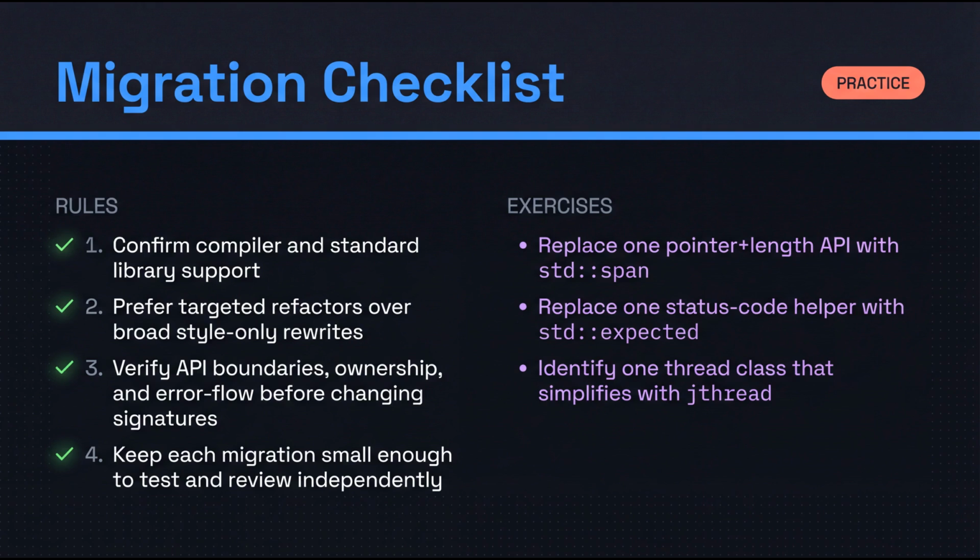3 exercises. Replace one pointer plus length API with span. Replace one status code helper with expected. Identify one thread-owning class that simplifies with jthread.